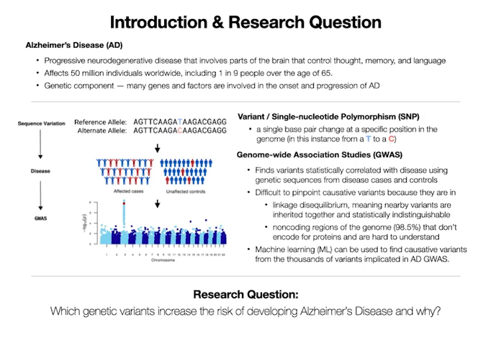Alzheimer's disease, or AD, is a neurodegenerative disease that affects around 50 million individuals worldwide. It is characterized by progressive decline in cognitive function for which no effective therapies currently exist. The onset and progression of AD are driven by genetic factors, specifically genetic variants, which are single base pair changes at specific locations within the genome. My research investigates which genetic variants increase the risk of developing Alzheimer's and why.